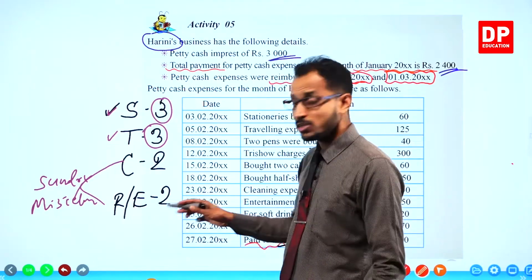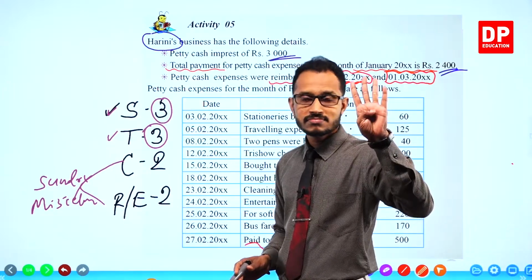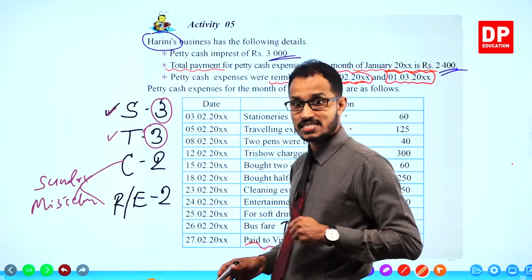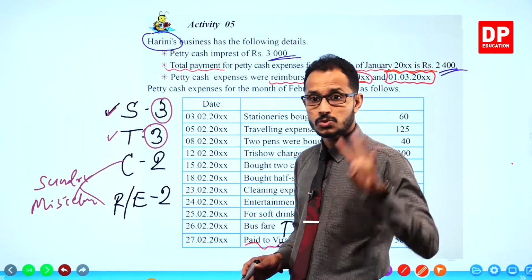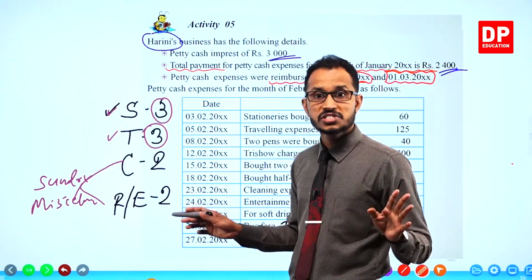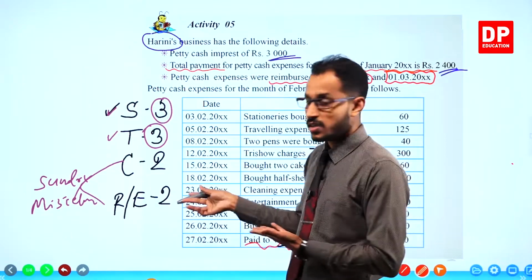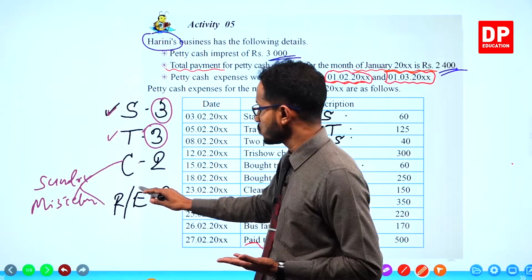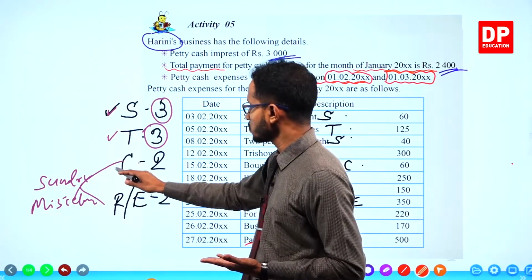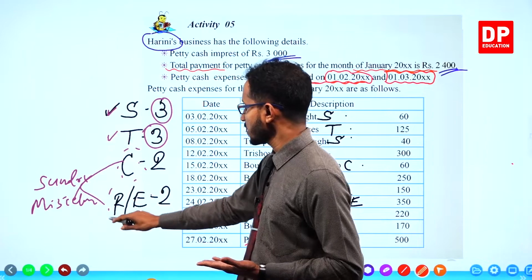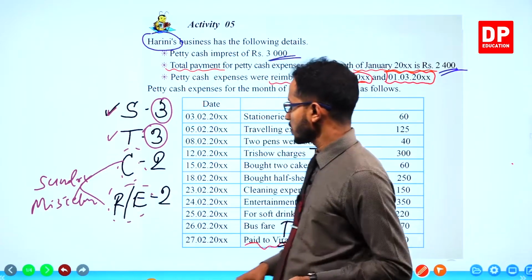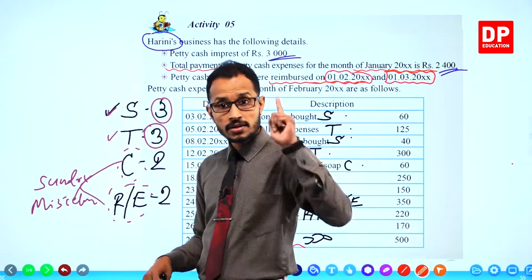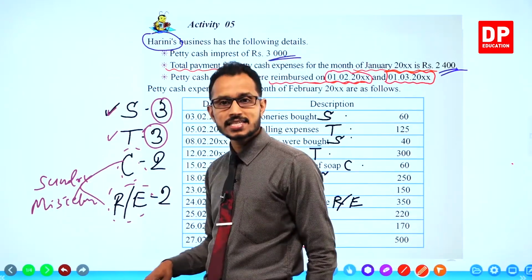No, it's not like that, because the question says only 4 columns for analysis. For analysis columns, only 4 is allowed, because the question says so. We cannot take these 2, cleaning and refreshments. For both of them we'll take 1 common column, that is sundry or miscellaneous expenses.